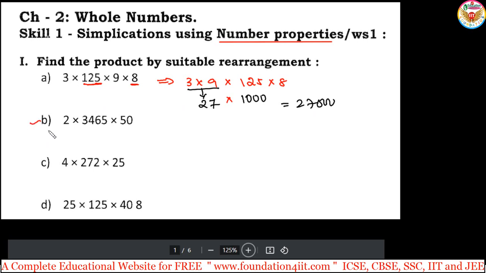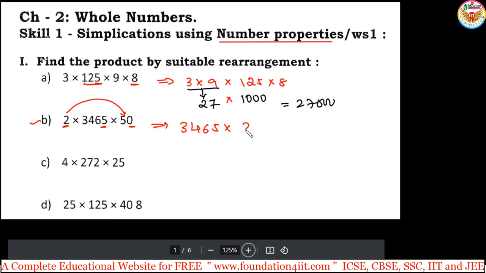For example, the second one: 2 in the units place, 5 in the units place, 0 in the units place. Check, 2 into 5 is 10. 0 is coming, but again 2 into 0 is 0. This is also a chance: 50 into 2 is 100. Any number multiplied with 100 is just attaching two zeros. So we are supposed to multiply these two first. That's the rearrangement.